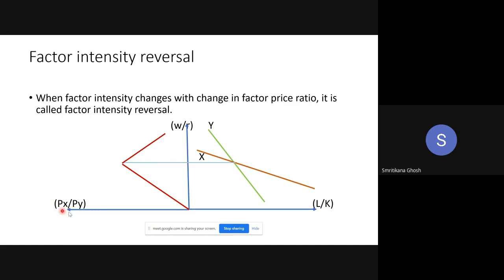So if Px by Py is rising for this range, W by R is falling. That is why now the relationship is inverse. One is rising, so another is falling. So now this line is kinked and is becoming an inverse relationship. Any problem from this diagram? You may have a problem, please ask.